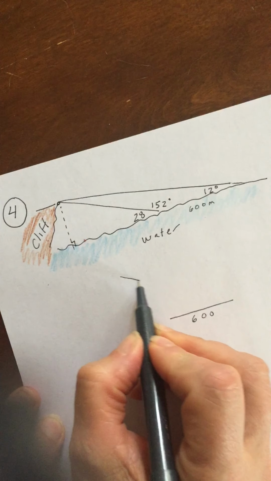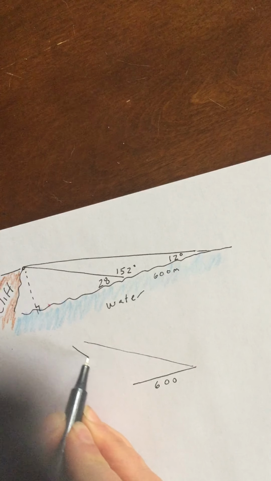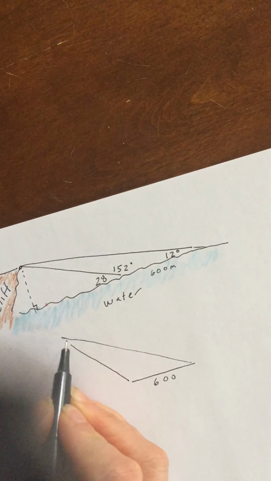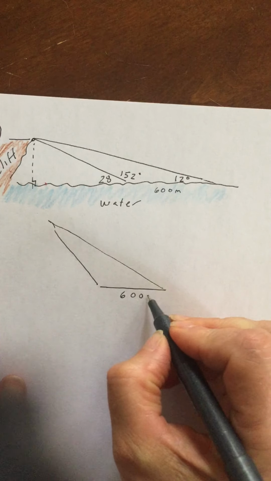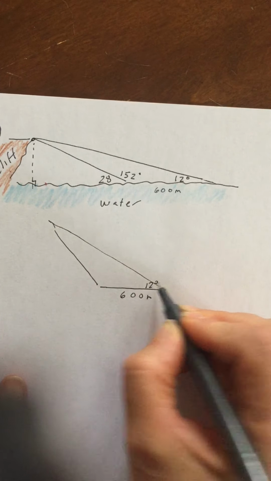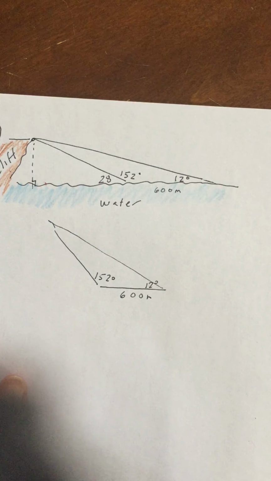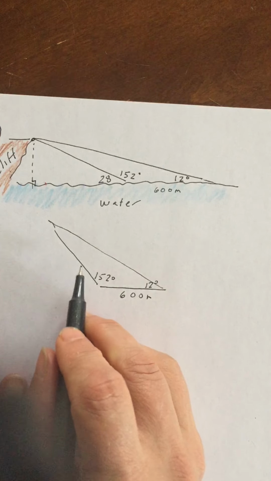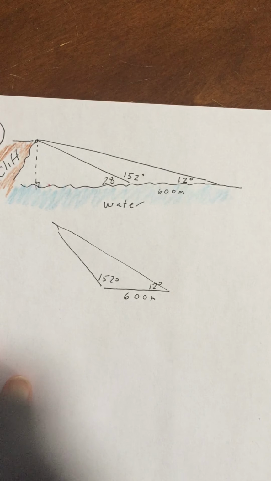Let me just take a minute here to draw it a little away from the picture. Okay. All right, so you have 600 meters here, and you have 12 degrees here, okay? You have 152 degrees here. So what would be nice is to be able to find either that length or that length. Either one would be very helpful. So you could actually find either one and use that one.